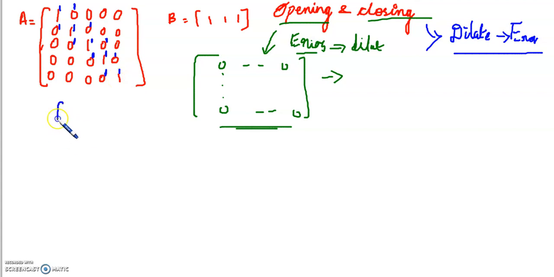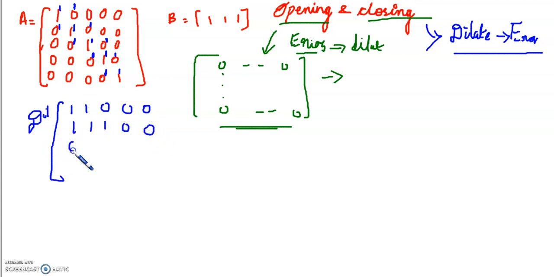So my result of dilation is 1, 1, 0, 0, 0. Then I will be having 1, 1, 1, 0, 0. Then it is 0, 1, 1, 1, 0. Next row is 0, 0, 1, 1, 1. Next row is 0, 0, 0, 1, 1. So this is my result of dilation.